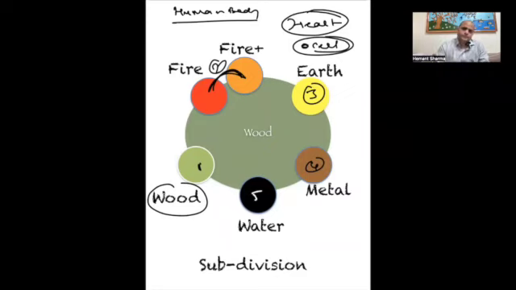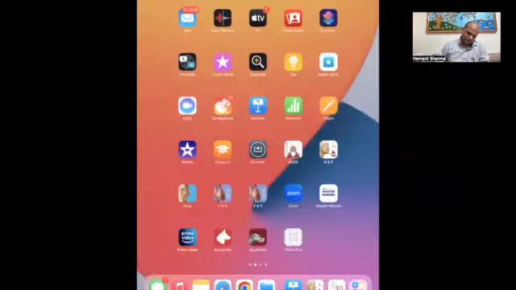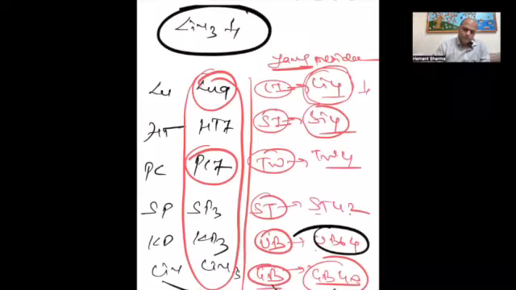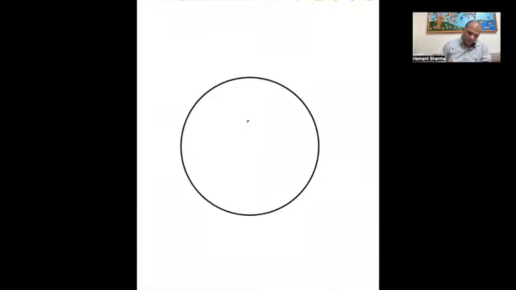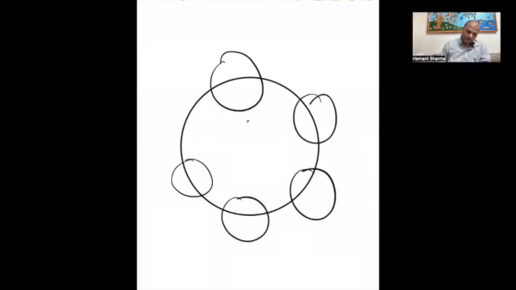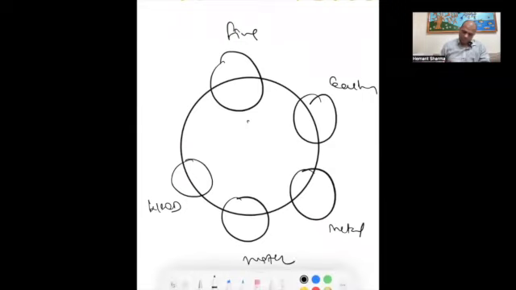Then we have divided each and every element again in the subdivisions. So let's see here. So first, everything is made by five elements: wood, fire, earth, metal, and the water. Then each and every element is also made by the five elements. This is called subdivision.